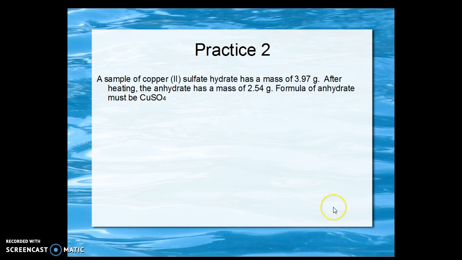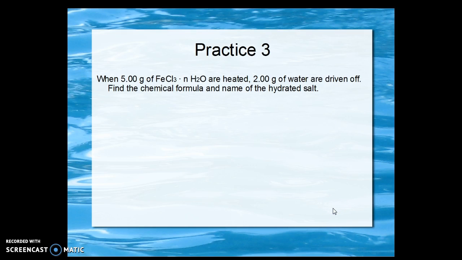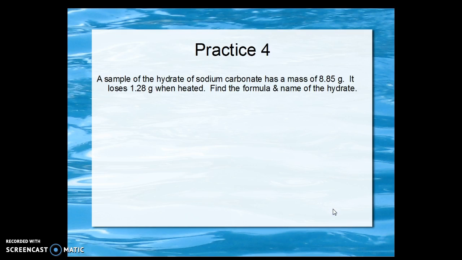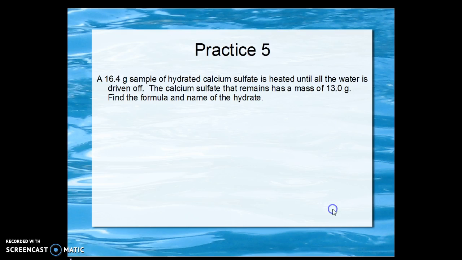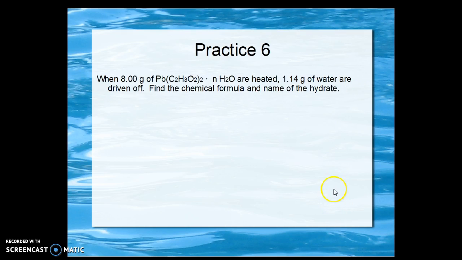This is practice problem 2, practice problem 3, practice problem 4, practice problem 5, practice problem 6.